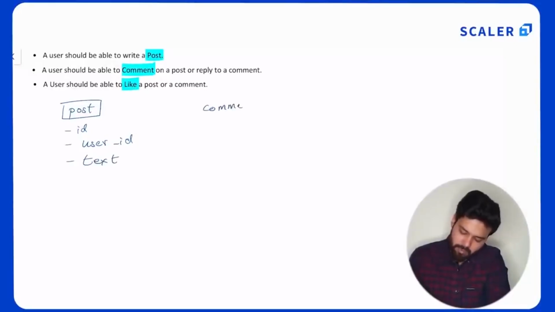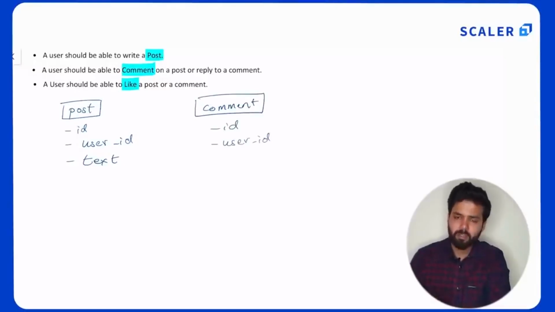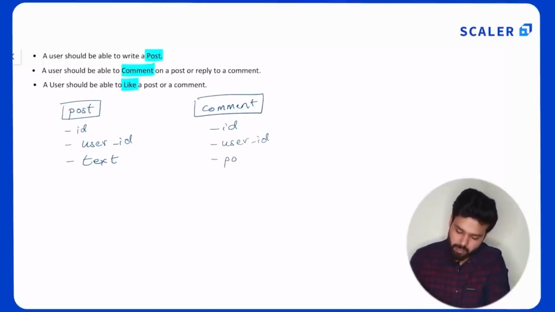Similarly, in comment entity also, we'll have an ID. Comment is made by a user, so comment is dependent on user ID. Comment is also dependent on post, because a comment cannot exist independently of a post. So we'll also have a post ID here. Again, this is an example of a many-to-one kind of a relationship, and it will also have text.